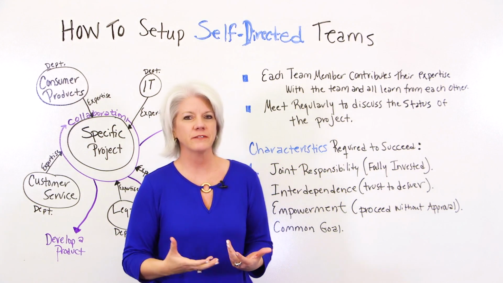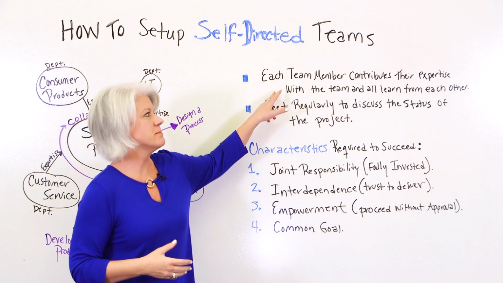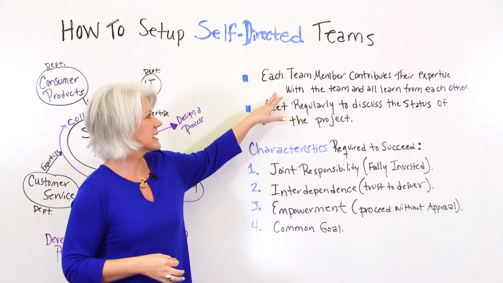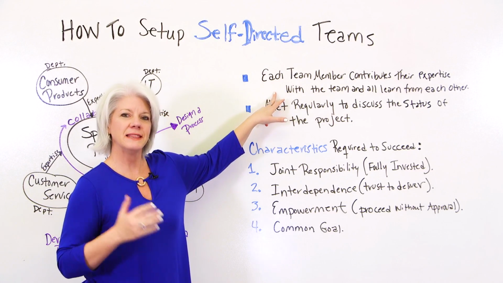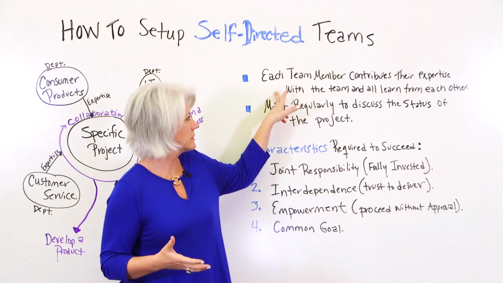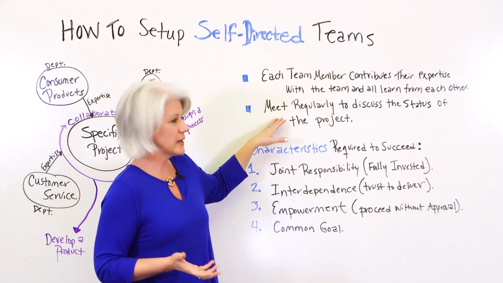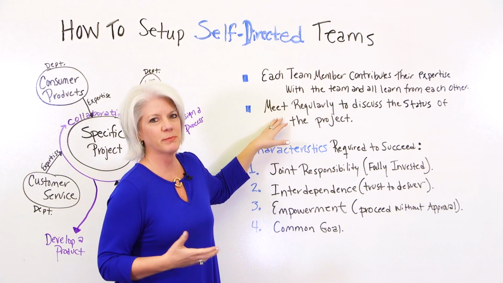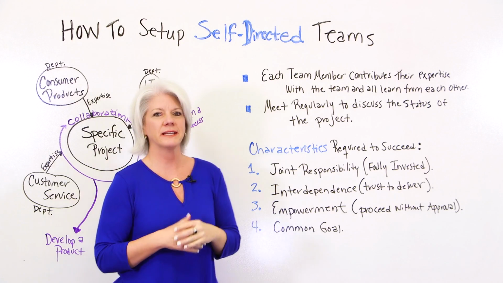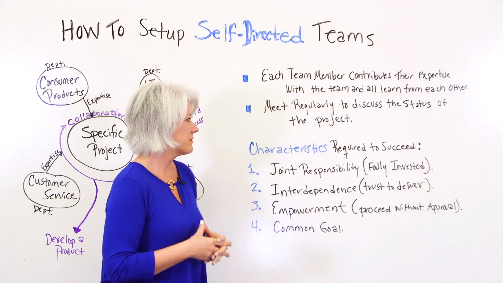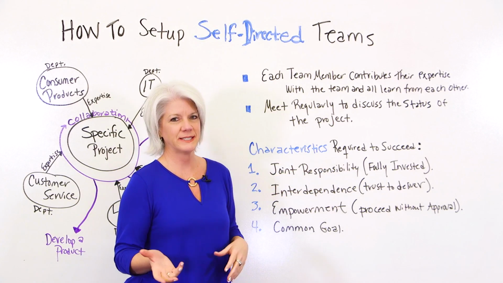So with the self-directed team, each team member contributes their specific expertise with the team, and then they all learn from each other. Then they meet regularly to discuss the status of the project. But here are the characteristics that are found that are required to succeed.